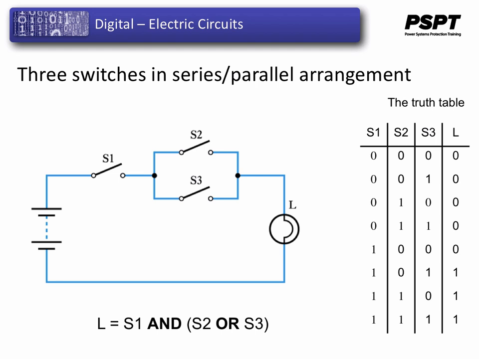If all of the switches are 1, of course you get a 1. If either S2 or S3 is closed and S1 is closed as well, you would get a 1. If S1 is open, or 0, then you're going to get a 0. And if both S2 and S3 are open, then you also get a 0.